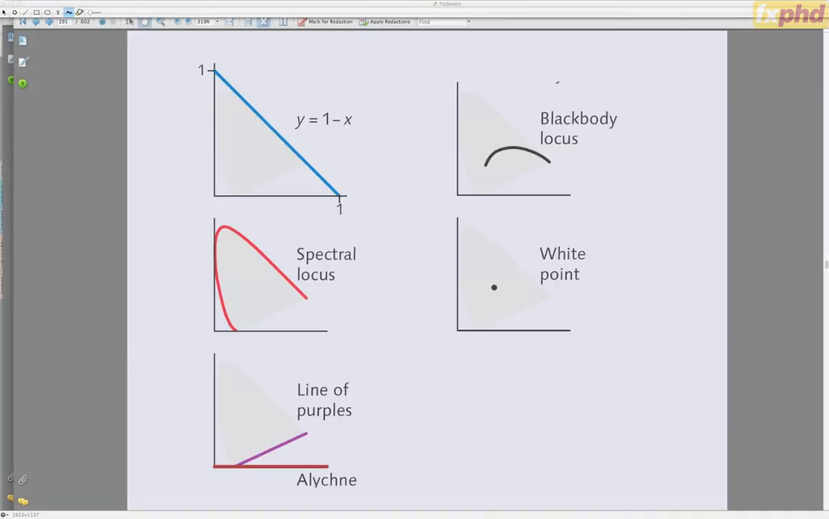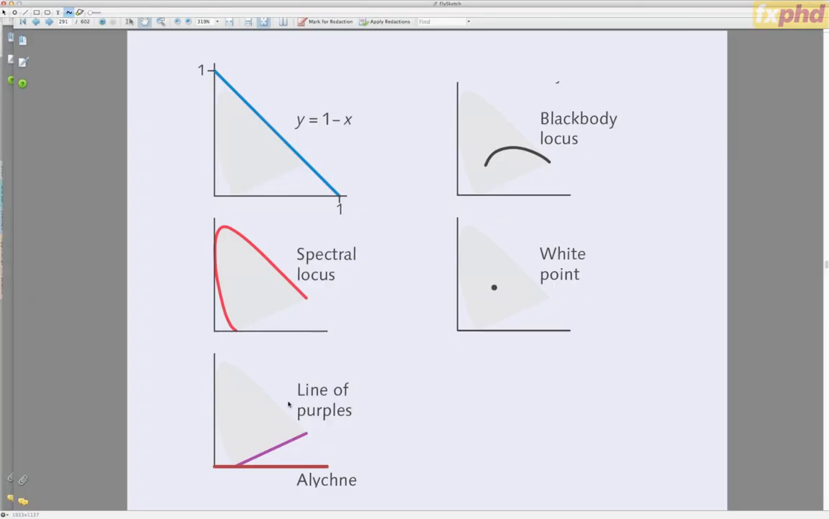Now, the features in that diagram, I've shown you the black body locus. Sorry, I've shown you the spectral locus already. That's here. I've shown you the line of purples. If you're drawing this on a napkin, it's useful to know that this boundary up on this portion of the diagram is just 1 minus x.